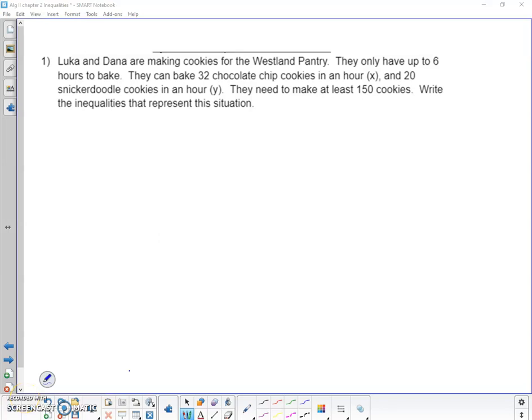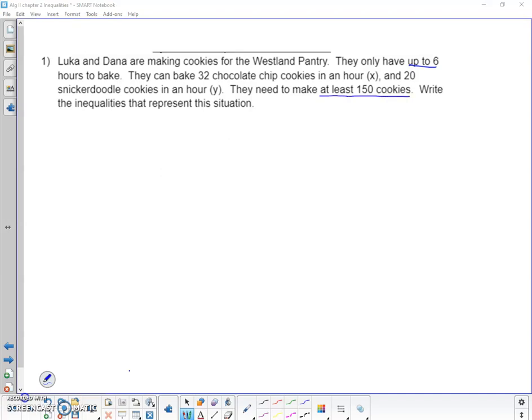and Dana are making cookies for the pantry. They only have up to 6 hours to bake. Okay, keywords here are up to 6. They can bake 32 chocolate chip cookies in an hour and 20 snickerdoodle cookies in an hour. They need to make at least 150.